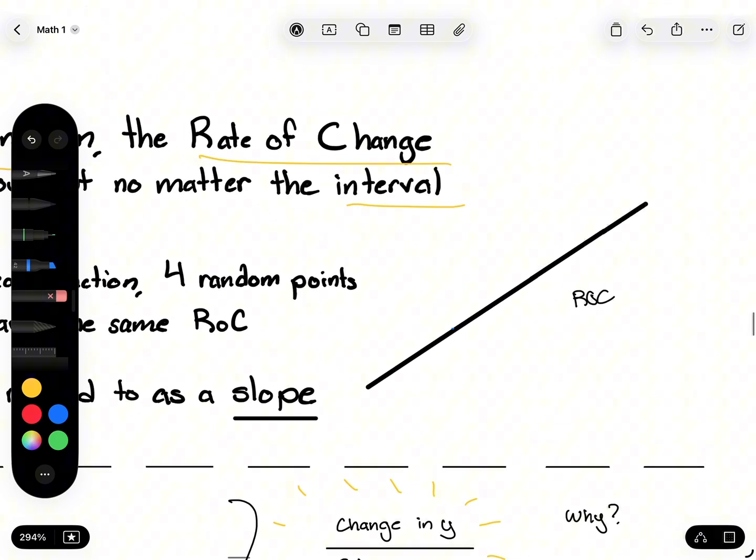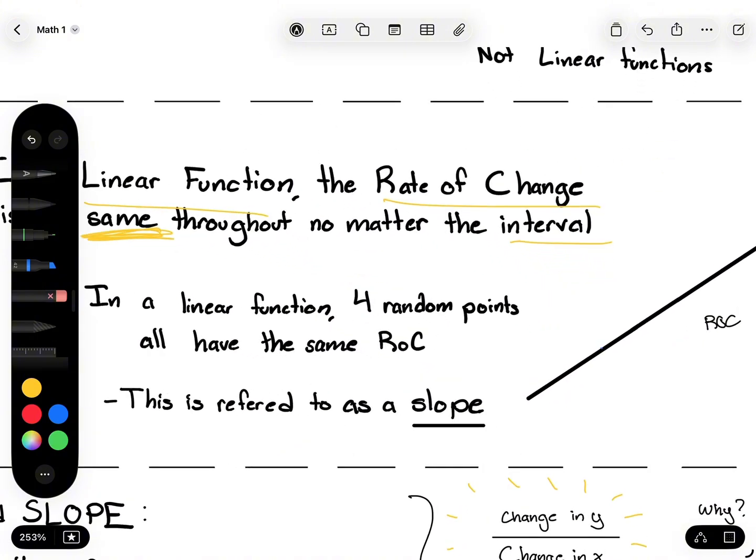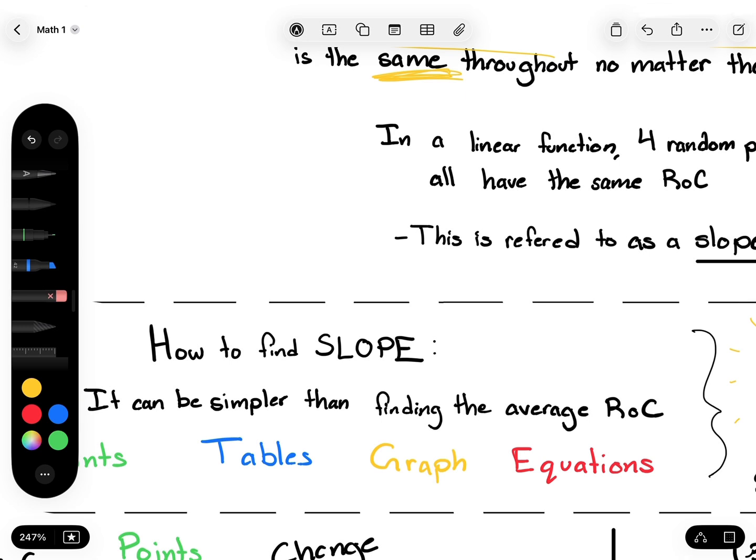The slope is what's equal through all intervals of a linear function, and the rate of change is slope in a linear function. Now, finding slope is essentially simpler than finding the average rate of change. The methods that we used in the previous video still work, and I will demonstrate that throughout this video. However, this slope method, a method that only works for slope, works a lot better because it is a lot easier, especially for graphs and equations.